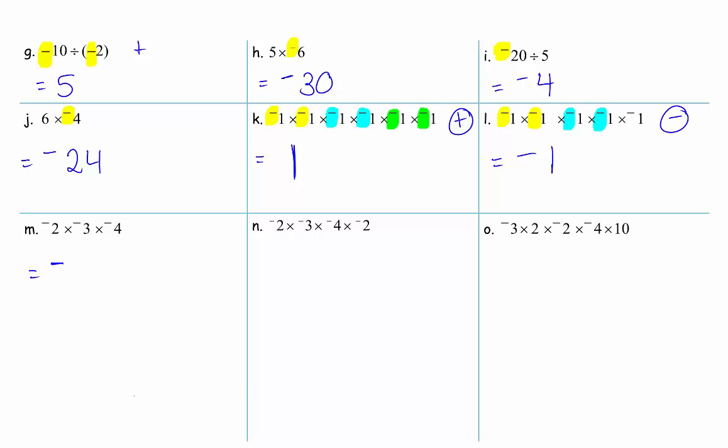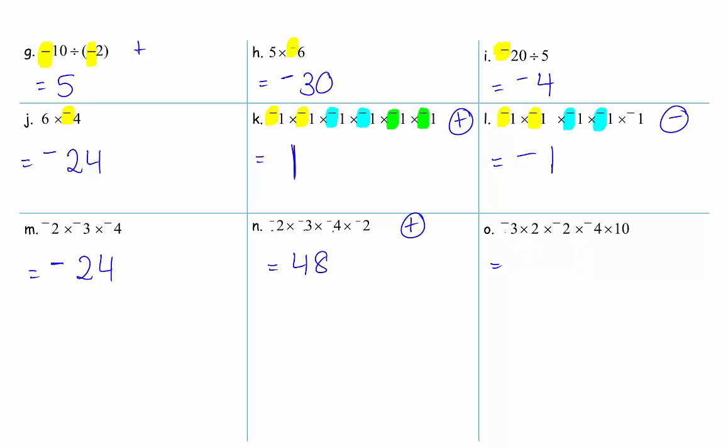Now I can just look at the numbers. 2 times 3 is 6. 6 times 4 is 24. Next one, I have 1, 2, 3, 4 negatives, so my answer is going to be positive. 2 3s are 6. 6 times 4 is 24. 24 times 2 is 48.